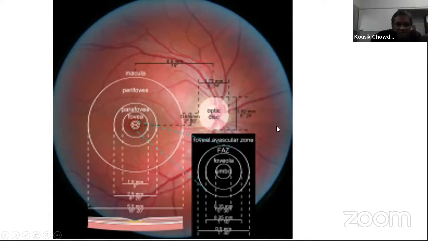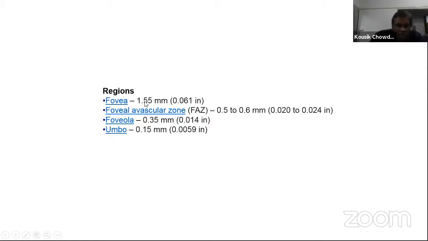This again, same picture is showing in the fundus. This is fovea, foveola and parafoveal regions, and this is macula. Now what is the diameter of the fovea? 1.55 millimeter. Foveal avascular zone is 0.5 to 0.6 millimeter. It is important for us retinal clinicians to see whether the foveal avascular zone is irregular or not in diabetic retinopathy or central retinal vein occlusions and other ischemic diseases.